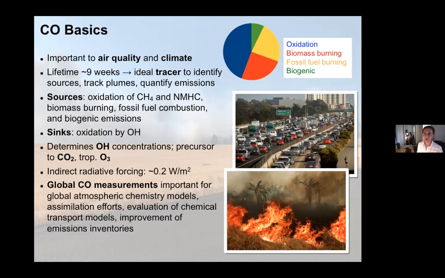CO is a precursor to CO2 and to ozone in the troposphere. It has a modest radiative forcing of around 0.2 watts per square meter. And it's important to have global CO measurements to evaluate atmospheric chemistry models, transport models, to improve emission inventories, and so on.